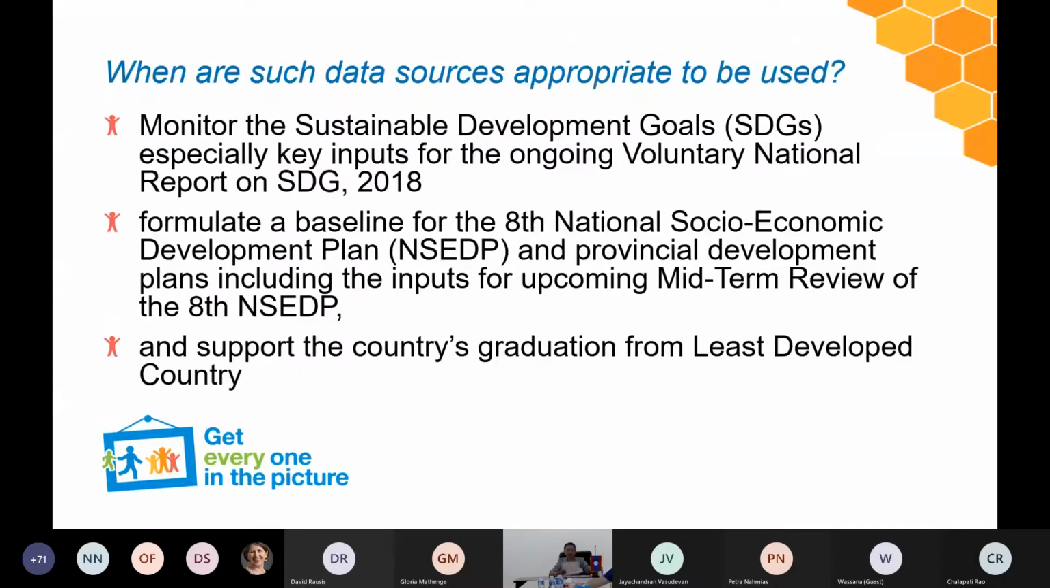So when data use is really appropriate, the data help us to monitor the Sustainable Development Goals, the SDGs, and are especially a key input for the upcoming Voluntary National Report on the SDGs. In the year 2018, the work is still continuing and is nearly complete by June. It also formulates a baseline for the 8th National Socio-Economic Development Plan of Lao PDR and the Provincial Development Plan, including input for the upcoming midterm review of the 8th National Plan. And it also helps to support the data to measure the country's graduation from least developed country status.